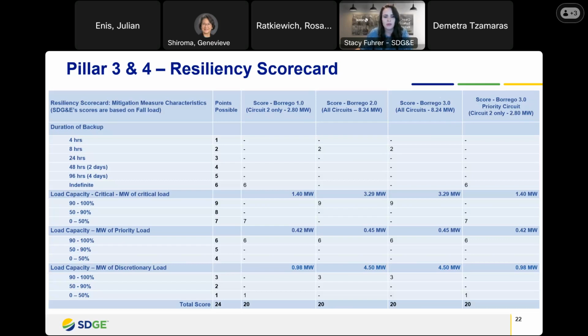So ironically, they all score a 20, but it's more in where they score the numbers that are different on this portion of the scorecard. So for SDG&E, this is pillar 3 and 4, because typically pillar 3 would be your resiliency scorecard under your first iteration, and then pillar 4 would be doing this scorecard through future iterations, which is why we have the last 3 columns.